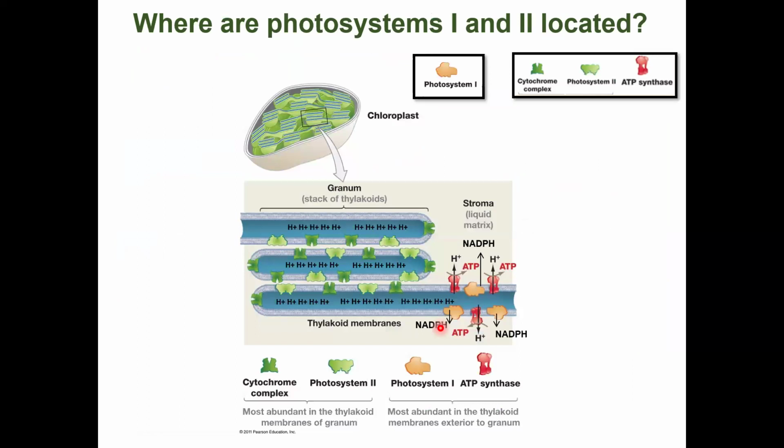Now, where are these photosystems actually located? For the most part, the cytochrome complex that has been discussed and photosystem 2 itself are in the thylakoid membranes of the granum. And then photosystem 1 and the ATP synthase that comes with it are more abundant in the thylakoid membranes exterior to that granum. So it's like here, whereas the photosystems and the cytochrome complex are more on the membranes themselves.